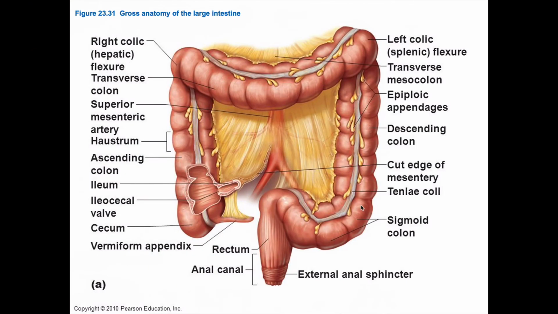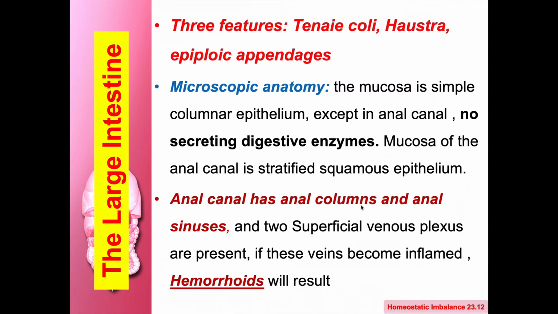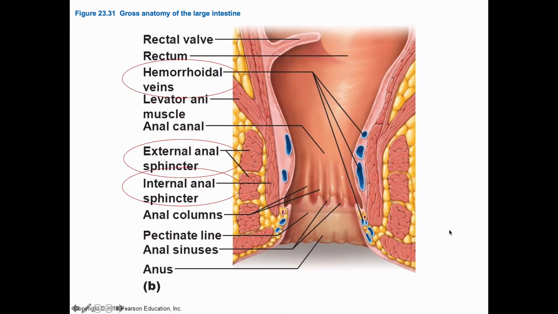Okay, so next, when you come to the microscopic anatomy, there are epithelial cells. It's made up of columnar epithelial cells, and this mucous membrane doesn't secrete any digestive enzymes. The main role of the lateral hindgut, that is the descending colon and the anus, is to eliminate the fecal matter. But when it comes to the anal canal, it leads to formation of stratified squamous epithelium. Now I will speak a few words about the anal canal.